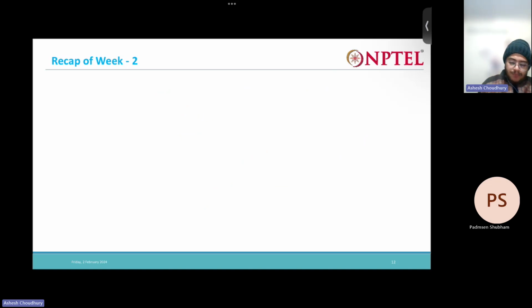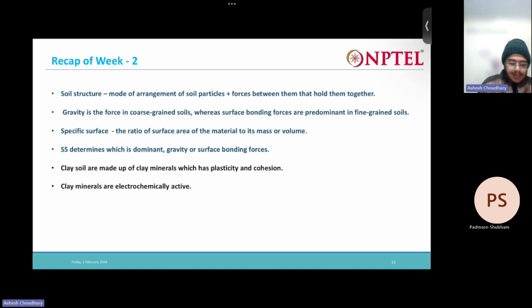Okay, so one more topic that was discussed is the soil structure. This part is not so important, but you should know it. More important is the part on clay minerals, which is a little more important than the soil structure. So what is soil structure? Soil structure is nothing but the mode of arrangement of soil particles plus the forces between them that hold them together. This is called soil structure.